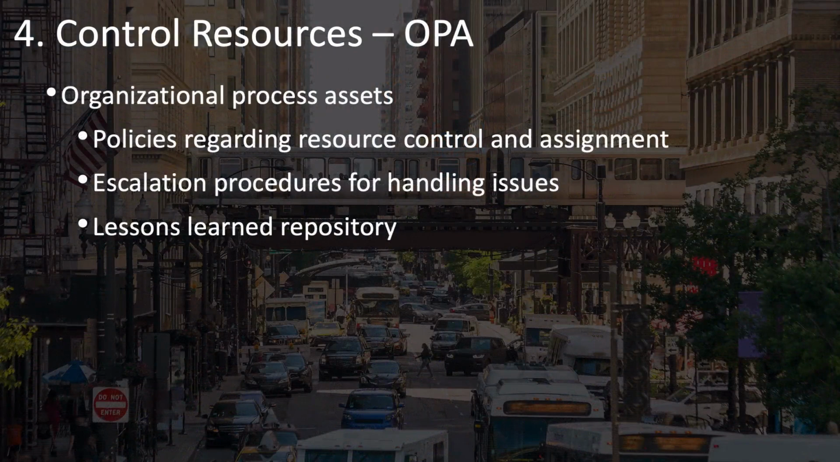Your organizational process assets include your organizational policies regarding how resources will be controlled and assigned to your project, as well as how they'll be released when you're done, any escalation procedures for handling resource-related issues, and your lessons learned repository that has information about resource issues that have come up in the past.